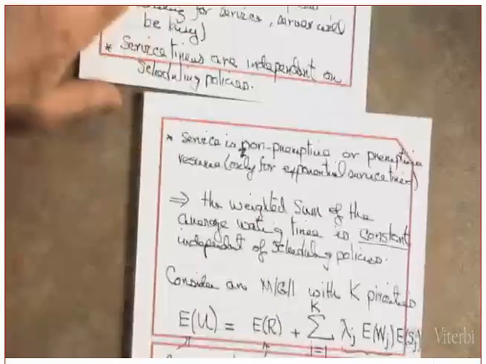Clear? Listen to what this means, by the way. This is what I meant by the weighted sum. Read this statement: the weighted sum of the average waiting time, average waiting time, and I am weighting it by rho of J. This sum of the average waiting time is constant. Are you following me on that?